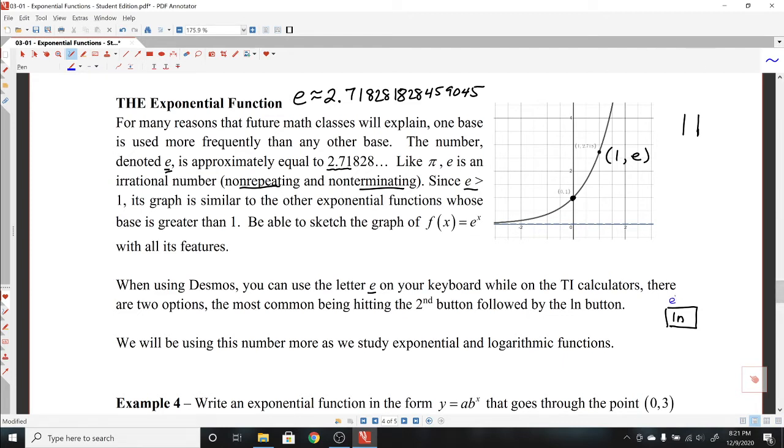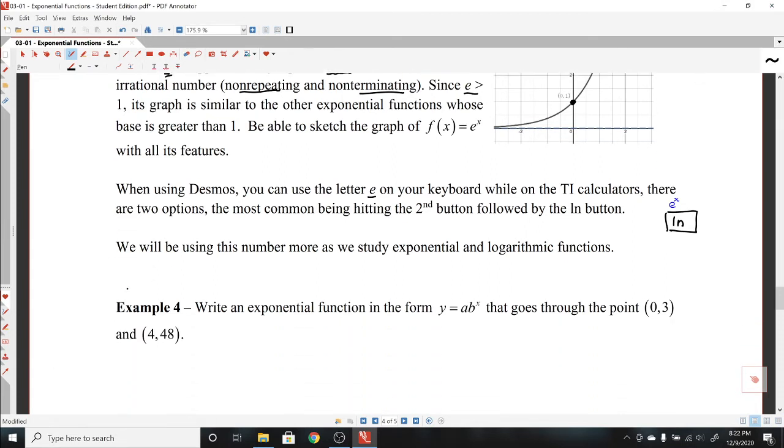But right above the ln, you should see a little e to the x button on your calculator if you have a TI, and that's what we're going to use. So you hit the second button followed by the ln, and you're going to see an e to the exponent. All right, we're not going to do so much with it today. We're going to continue after we talk about logarithmic functions. We'll bring it together, and we'll be using e quite a bit. And when you get into calculus and beyond, it's used even more.